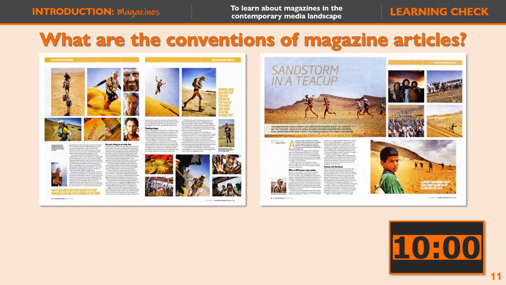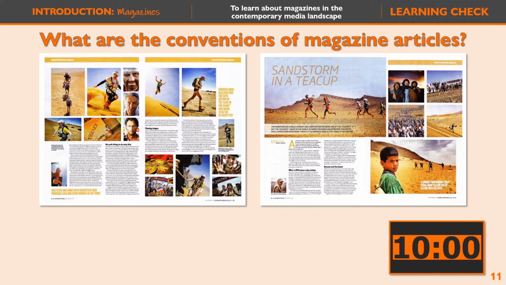Earlier, we said that the job of a front cover of a magazine is usually, conventionally, to sell that magazine, to convince the audience that they need to pick it up off the shelf and buy it. The inside pages of a magazine, the articles, have a very different job. They are there to inform, entertain, excite, and educate audiences.